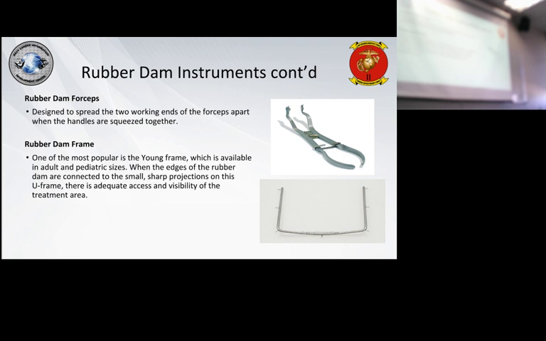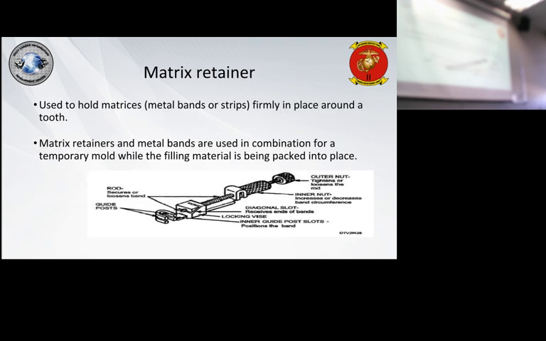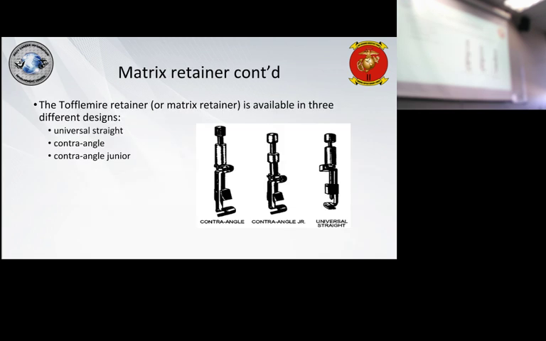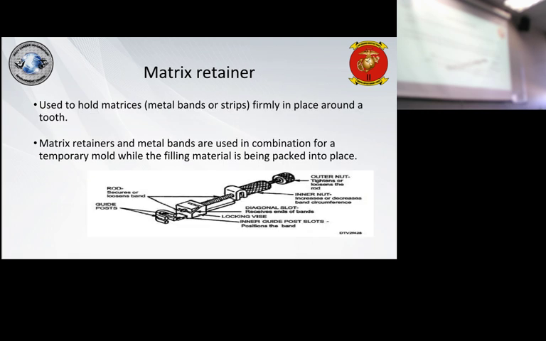Now you have your forceps. That's how you're going to introduce that rubber dam, and then you have a rubber dam frame. Right, you have a matrix container. It's used to hold the matrices firmly in place around the tooth. A matrix retainer and metal bands are used in combination to temporarily mold, alright, that resin or amalgam, okay?